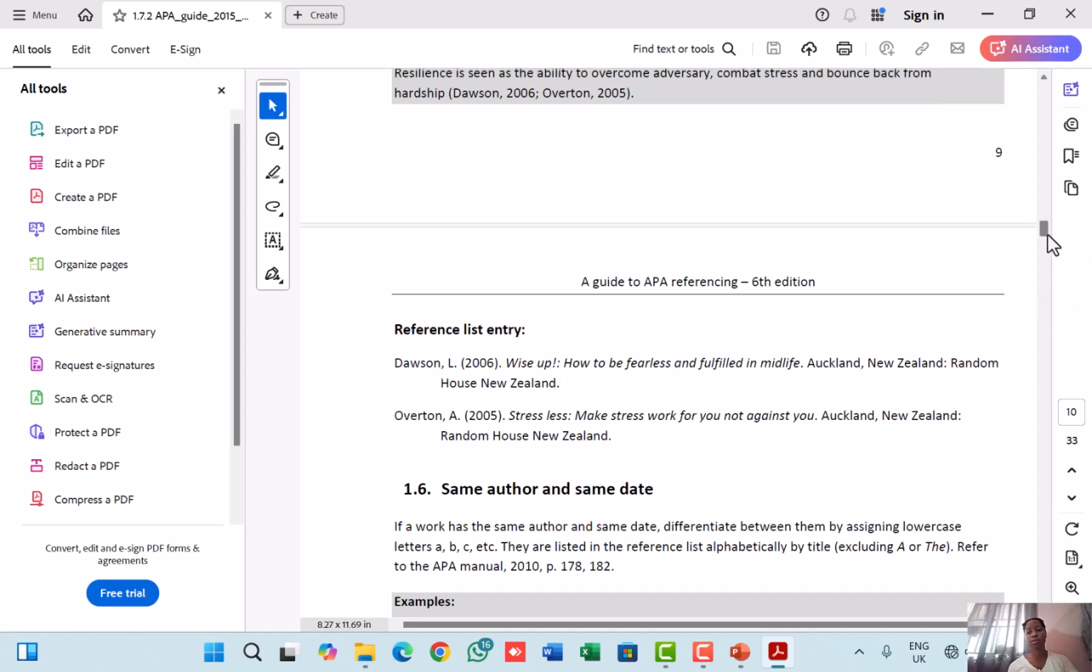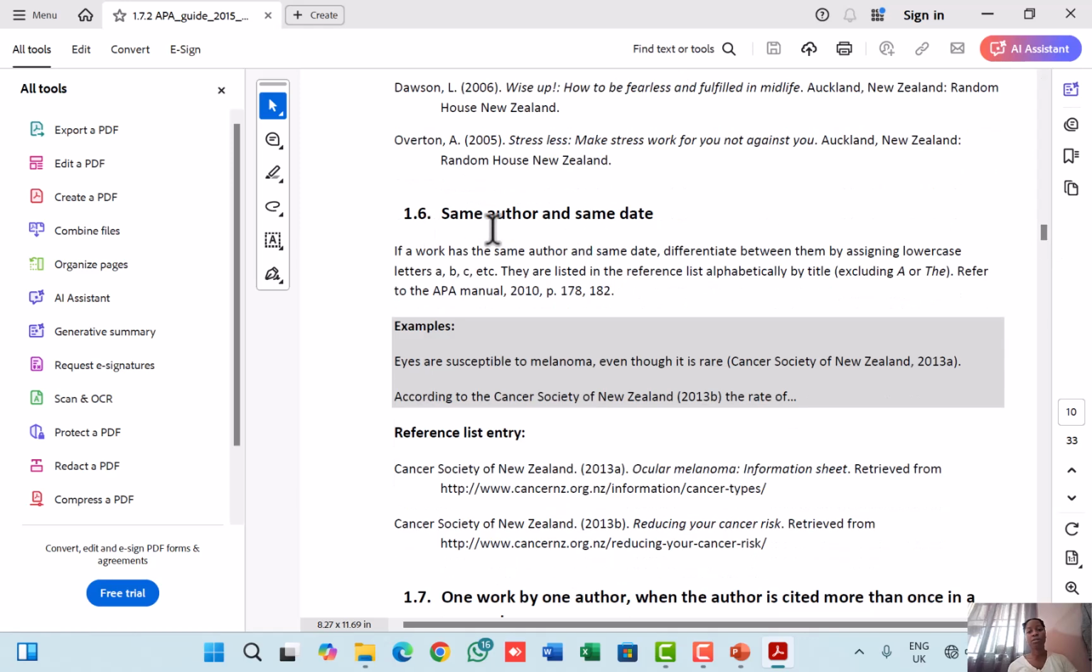Same author, same date. If works have the same author and same date, differentiate them by assigning lowercase letters a, b, c, etc. They are listed in the reference list alphabetically by title, excluding A or The. Don't use A or The when you're listing the titles of their work. So refer to the APA manual. This is a reference. You can read more about it: APA manual 2010, pages 178 to 182.